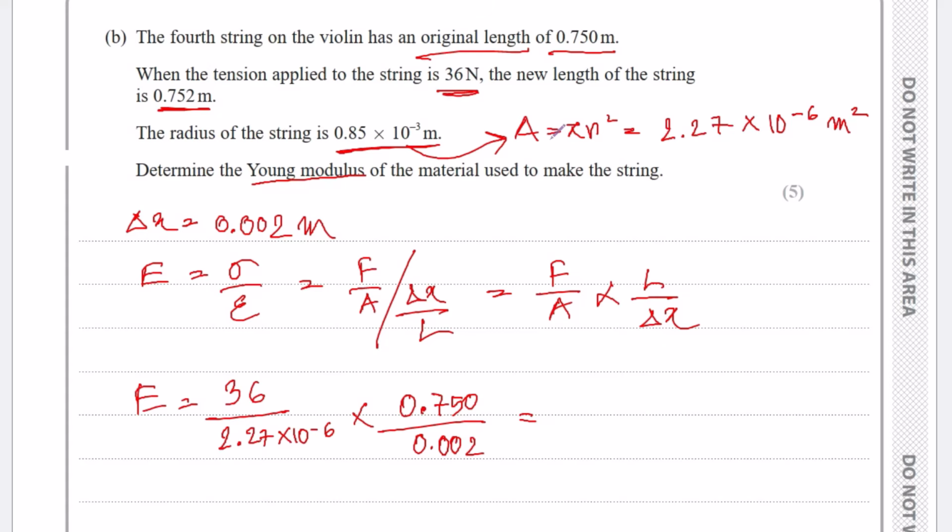So the value I get is 5.95. So if you want to round it off to 2SF, it should be 6.0 times 10 to the power 9. And you know it's Pascal, right? And 10 to the power 9 basically means giga. So the value is 6.0 gigapascal.